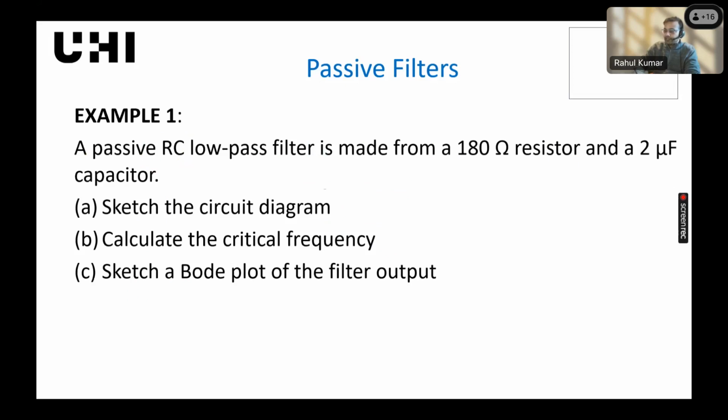Now this is a typical exam question. You can get a numerical similar to this. You have a passive RC low pass filter, which is made of a 180 ohm resistor and a 2 microfarad capacitor. You have to sketch the circuit diagram, calculate the critical frequency, and draw the Bode plot for the output.